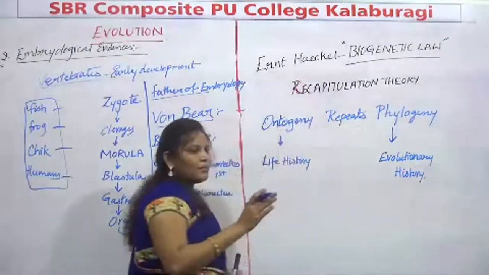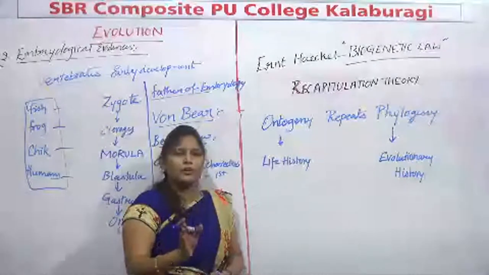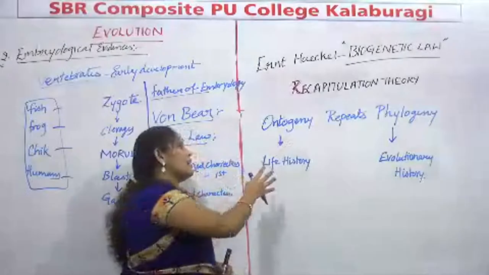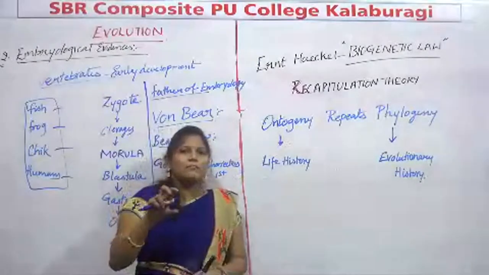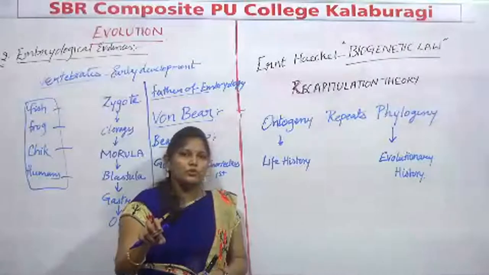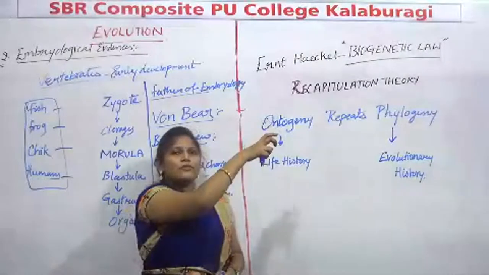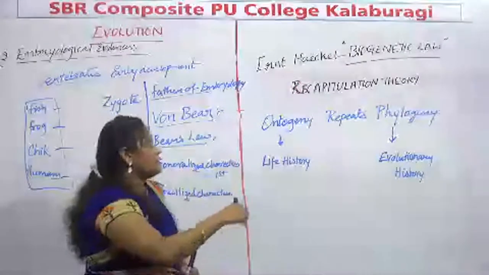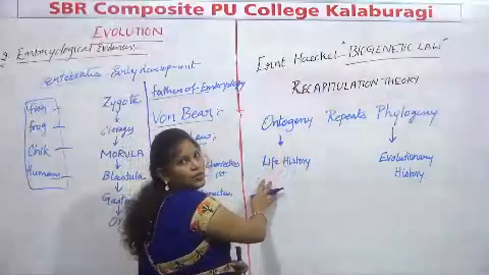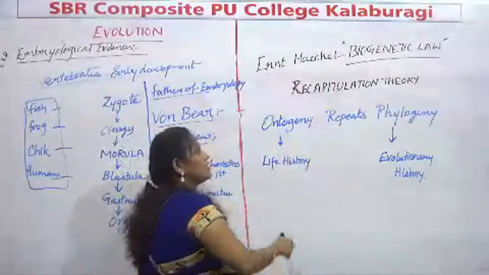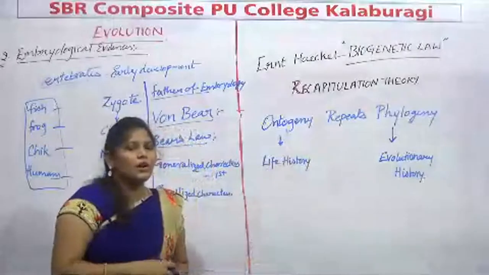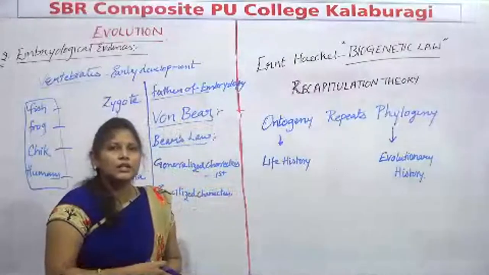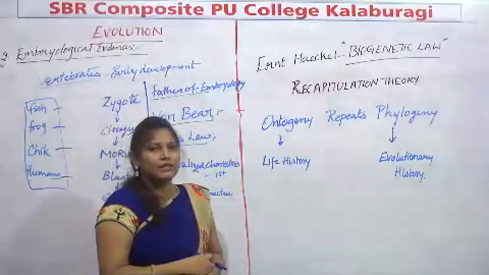Okay? As we are moving from protozoans or porifers to primates, the complexity is increasing. Even in the life history we see a simple life in case of porifers or protozoans, whereas complex life as we move from protozoa, porifera, coelenterata to primates. In the same way, the life history of an individual organism is repeating its phylogeny according to this biogenetic law or recapitulation theory, which was proposed by Haeckel, and he stated that ontogeny always repeats phylogeny.